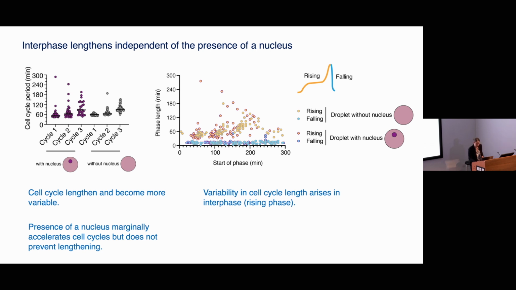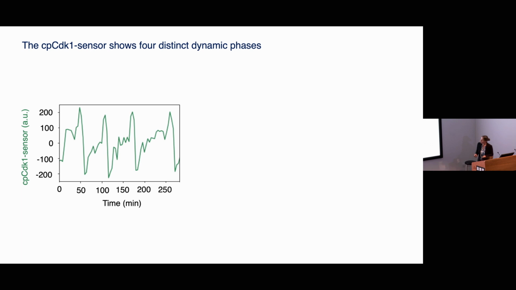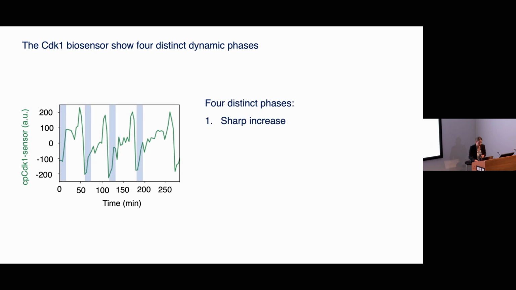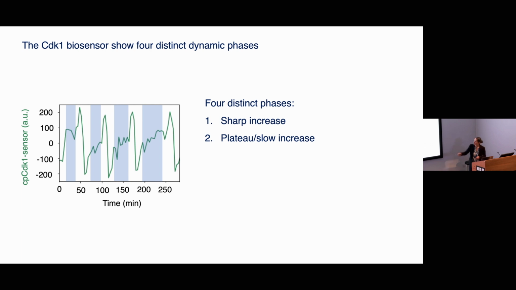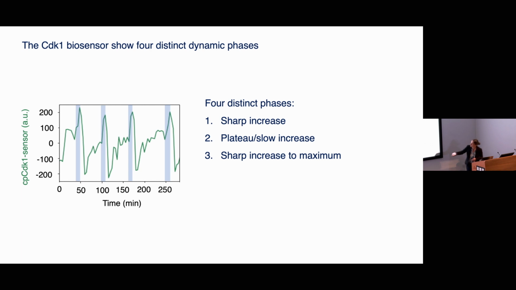And then one more thing I want to highlight: if we zoom in to these cycles, we can appreciate that there seem to be 4 different phases. There is this rapid increase at the beginning. Then there seems to be a phase which is more like a plateau. Then we see this rapid increase in CDK activity. This is normally coinciding with nuclear envelope breakdown. So this is really mitotic entry. And then we see that it decreases again.